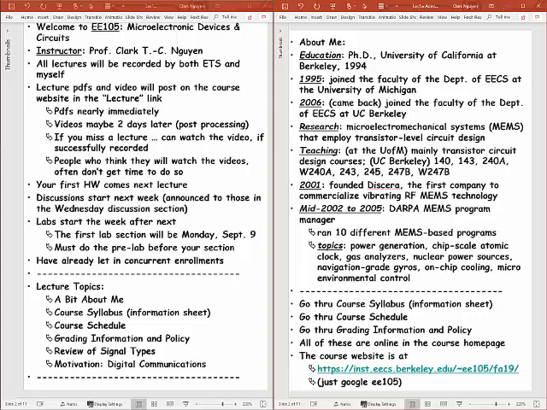Before that, I went to the University of Michigan. So in 1995, I was at the University of Michigan in their EECS department. And then I returned to Berkeley in 2006. My research is microelectromechanical systems. If you don't know what that is, that's sort of using similar technologies to what are used for transistors, except to make mechanical parts. So these are things that are on chip, but they actually move.